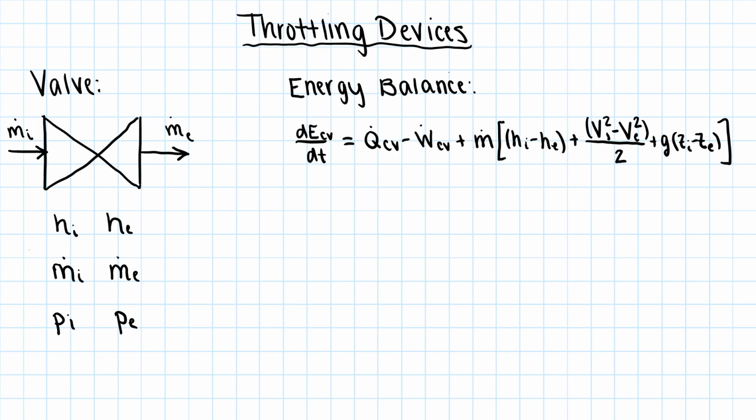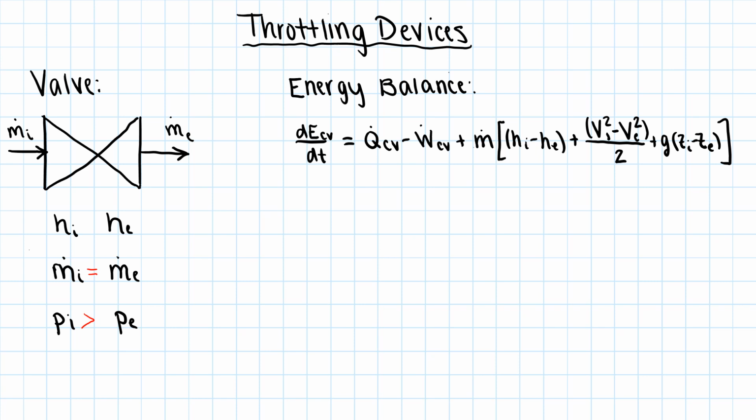The last thing we're going to go through is throttling devices. So an example of this would be a valve. The goal of a throttling valve is to reduce the pressure in the system. And so same as many of the others, the mass flow is going to be constant across those two. So your mass flow at the inlet is going to equal your mass flow at the exit. And the goal is to reduce pressure. So the pressure at the inlet will be greater than the pressure at the exit.